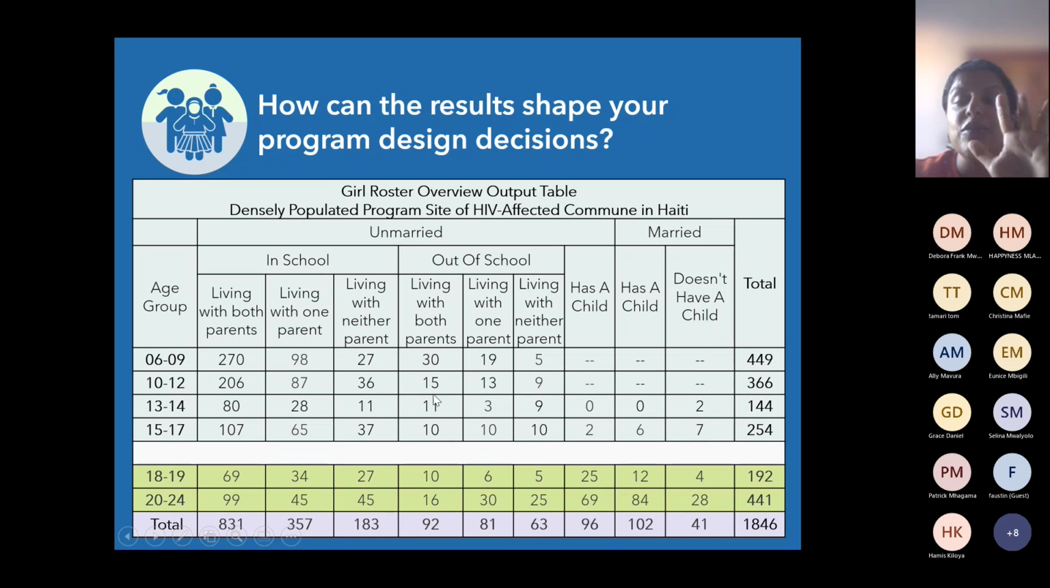And as you can see, it also tells you the totals. So for each age cohort, it tells you how many are in each of those cohorts and the total overall for the community you're in. So in this community, it was 1,846 girls in total that existed here. Okay. Is this table clear? Does anyone have questions about this table?